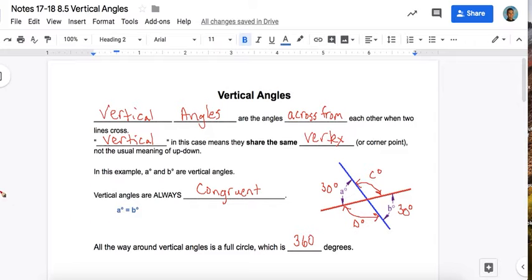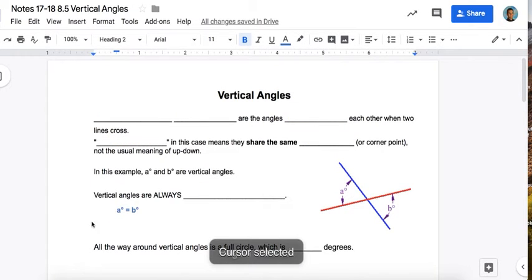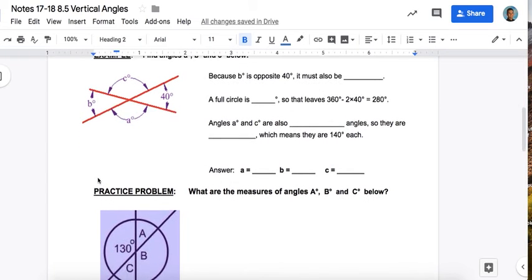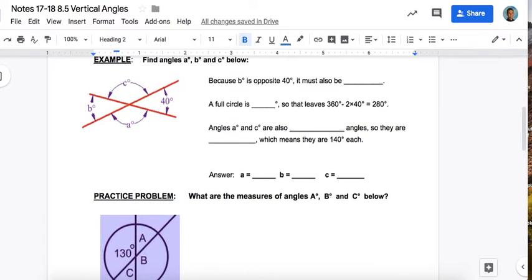Okay, so let's look at our example below. Find angles A, B, and C below. So we know that if this is 40 degrees, then B is also 40 degrees, because B is opposite 40 degrees, it must also be 40 degrees.